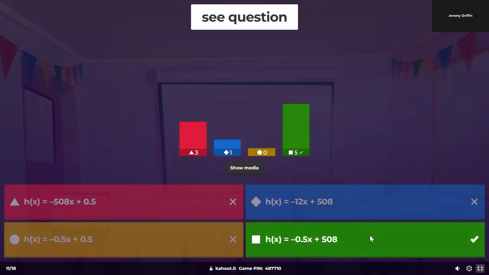All right, got some winners. So, do you guys see if you plug in 0 for x, as in 0 days have passed, the elevation naturally comes out to 508 feet. It's like the y-intercept. Then, every day that you put in for x, x could be 1, 2, 3, 4, 5, you lose an additional half foot of elevation as the water level goes down.